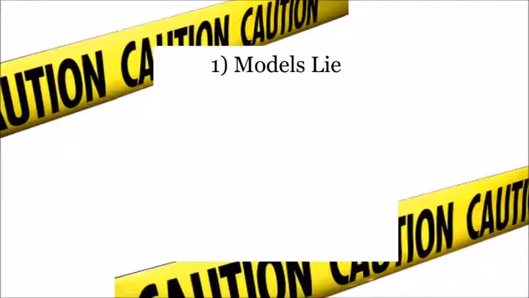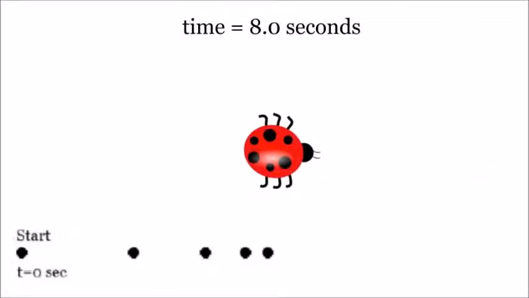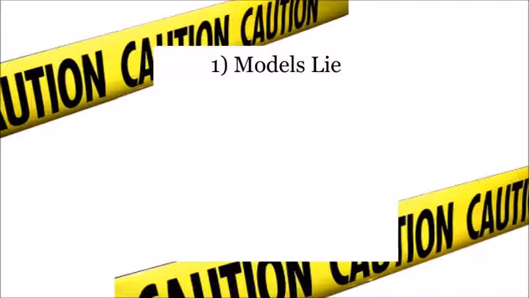Number one, all models lie. Even when they line up with the collected data, they never do it perfectly. The only thing that perfectly lines up with the collected data is the data itself. And even if the model was perfect, you would never know it. Your measurements all have some degree of uncertainty.